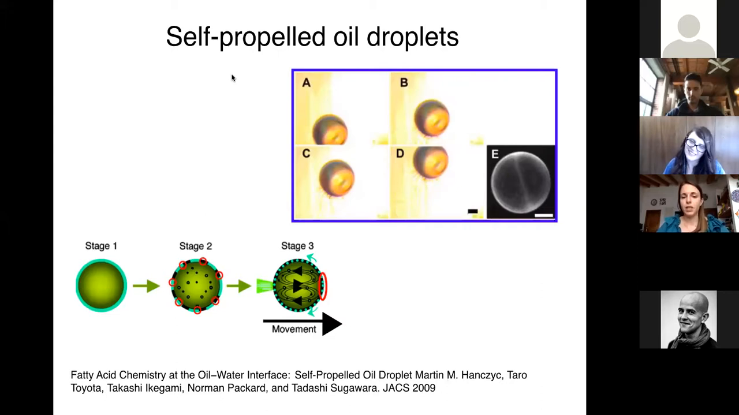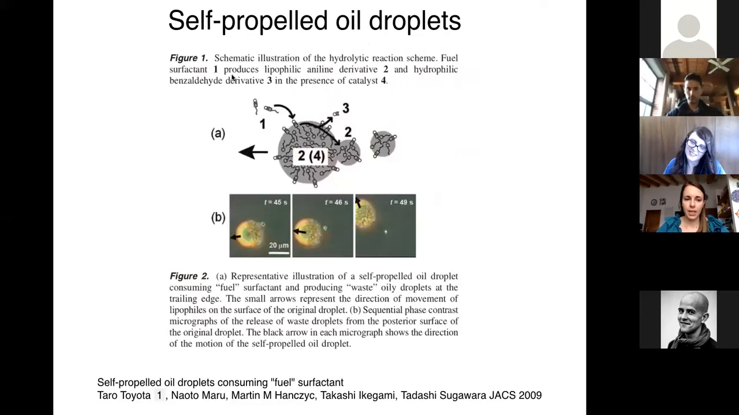This kind of thing is not the only self-propelled system. In fact, for example, Taro Toyota showed this other self-propelled system in which, at the trailing edge, instead of having one shadow of waste created, we have droplets that are created. And in the same way, the droplet in the front is propelled towards its front. So this is not the only type of motion that this kind of object can show.